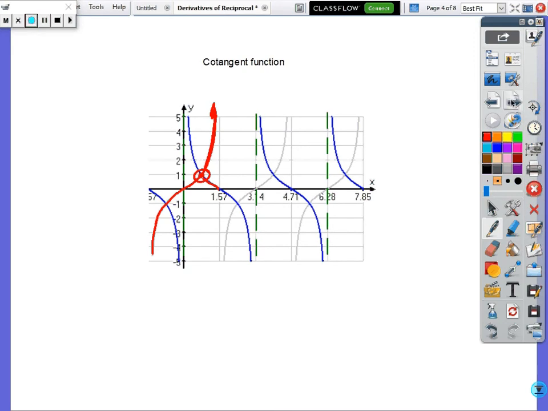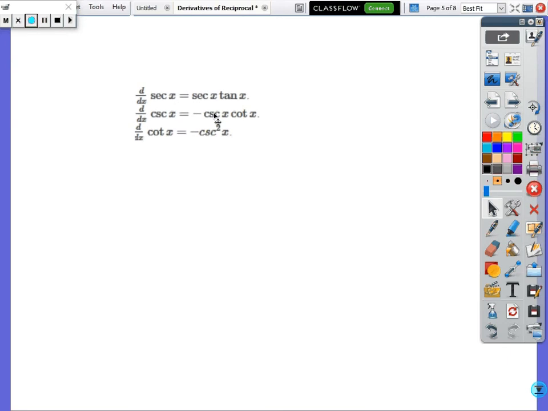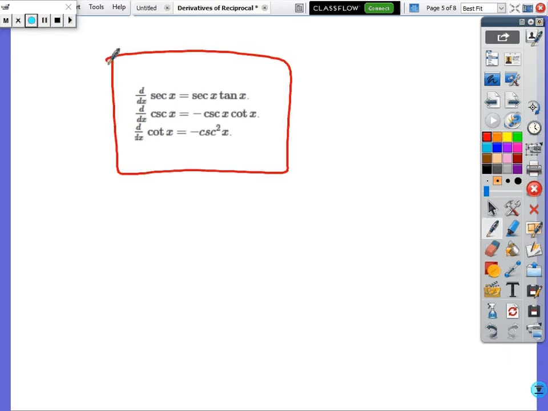So now we're going to look at the derivatives. These are the answers. Just copy that into your notes, and on the next page we're going to prove why. So sec turns into sec tan, cosec turns into minus cosec cot, and cot turns into minus cosec squared.